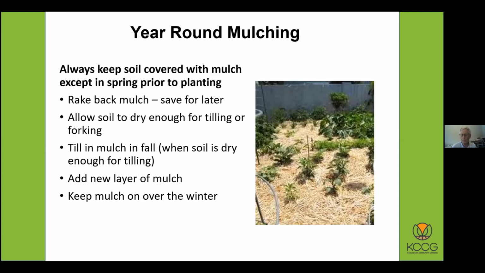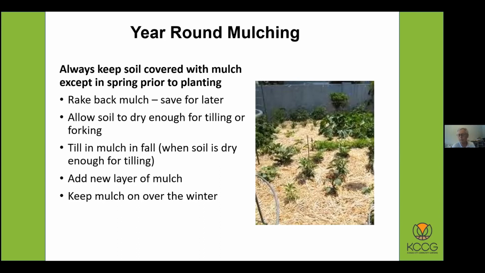So in the spring, that's when you might be tilling or spading up your soil. At that point, you do want to rake back the mulch, pull it off. You can save it for later, but that way you allow your soil to dry out so you can do your tilling or your forking or whatever you're going to do. And then, of course, at the end of the year, if you're thinking about tilling your mulch in, you can go ahead and do that in the fall when it's dry enough for tilling.